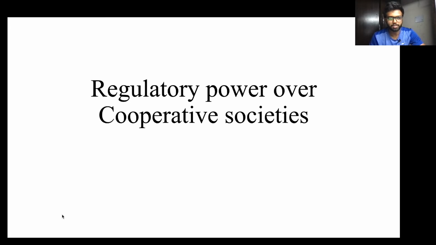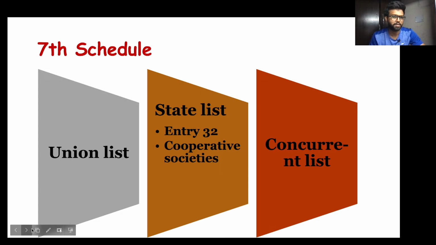Today we are going to discuss the regulatory power over the cooperative societies. So today we will discuss who can legislate over the cooperative societies. First of all, let us understand what the 7th schedule of our constitution says. According to the 7th schedule of our constitution, there are three lists: union list, state list and the concurrent list.